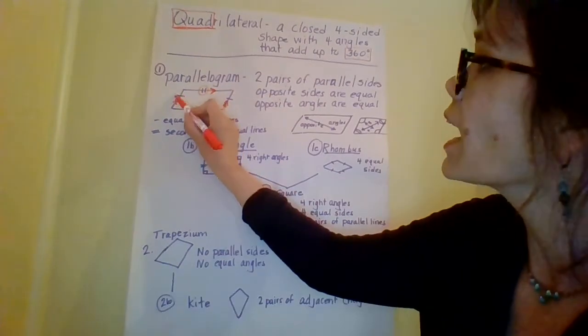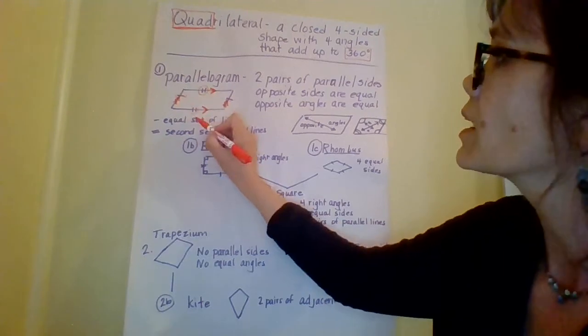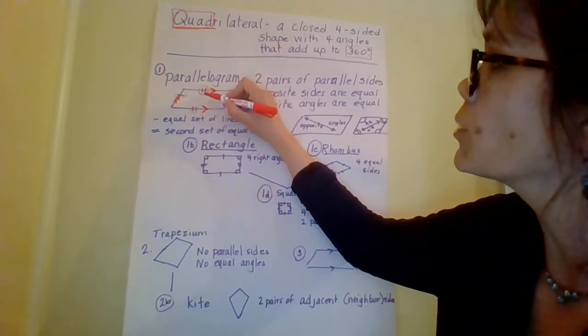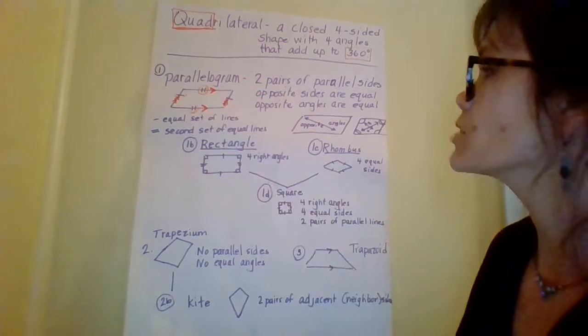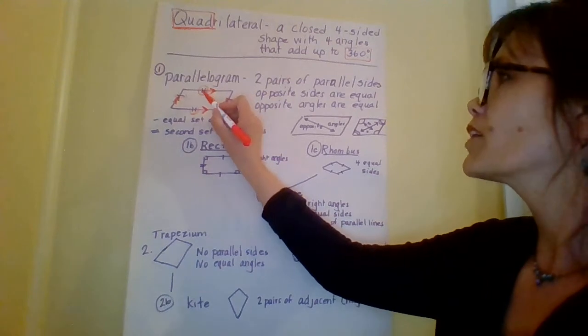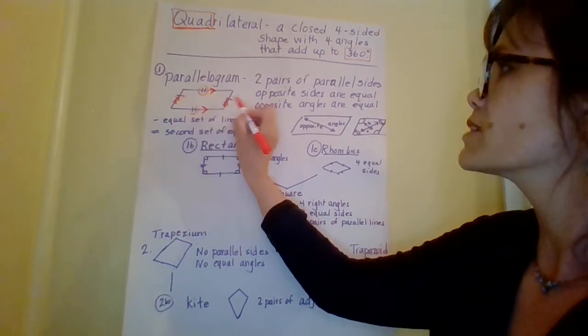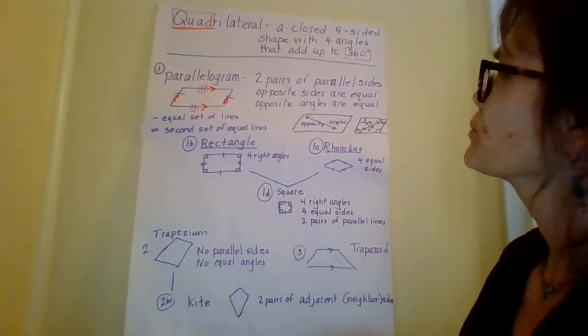So one line here tells you that this one is equal to this one, and two lines here tell you that a different equal set is going to be these two because they match. And it really doesn't matter. I could have said that the one lines went with the top and the bottom and the two lines went with the sides. It only matters that they match, okay?